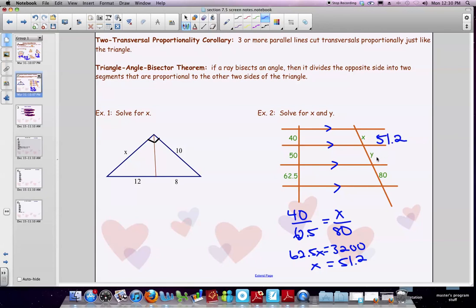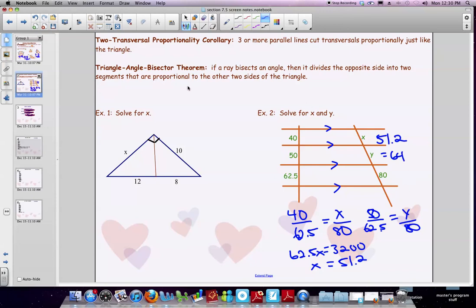For y, I would do the same thing, except y corresponds to 50. So I would put 50 over 62.5 equals y over 80. I would cross multiply. 50 times 80 is 4,000, and then I would divide by 62.5, and I would get 64. So my value of y would be 64.